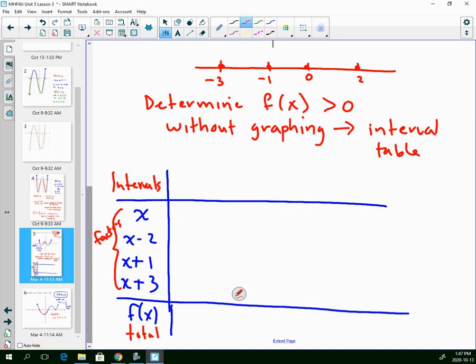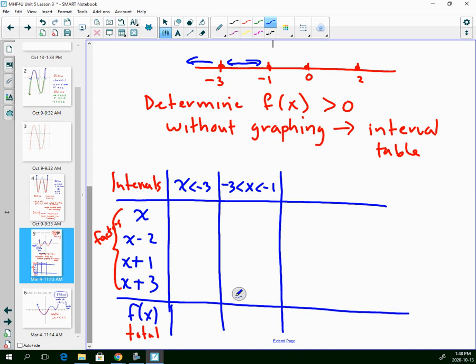So what I want to do with my interval table is know what the graph is doing when x is to the left of -3. So what is the graph doing when x is less than -3? I want to check that interval. The next interval I want to check is what the graph is doing between -3 and -1. Is it above the x-axis or below the x-axis? So I'm going to check the interval between -3 and -1.